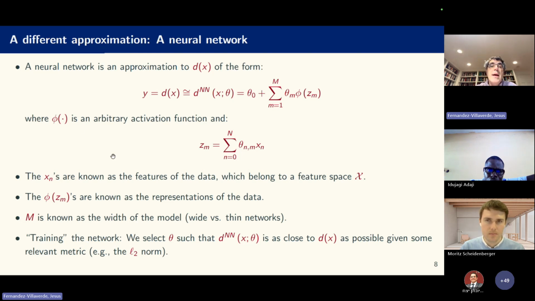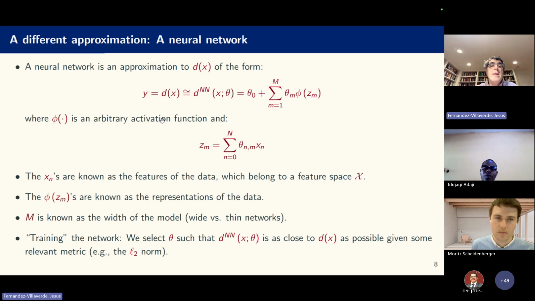And that's why now I'm going to have a new parameterization and a new notation, d of nn. And over there, what I'm going to have is the following. I'm going to approximate the function with a leading term, that's not a big surprise, a constant theta sub 0, and then I'm going to have a linear combination from m equal to 1 to capital M, where theta m are going to be the new parameters, the new coefficients of phi of z_m. And what is phi of z_m?